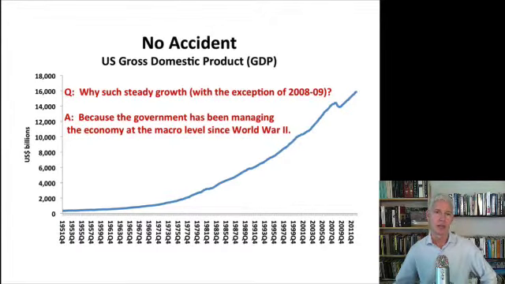In this chart, it shows the gross domestic product of the United States going back to 1951. Now, notice how steadily this line moves up, at least until the crisis of 2007-2008. Well, it's no accident this line has moved up so steadily. The government has been very actively involved in managing the economy at the macro level to ensure that the economy does grow.